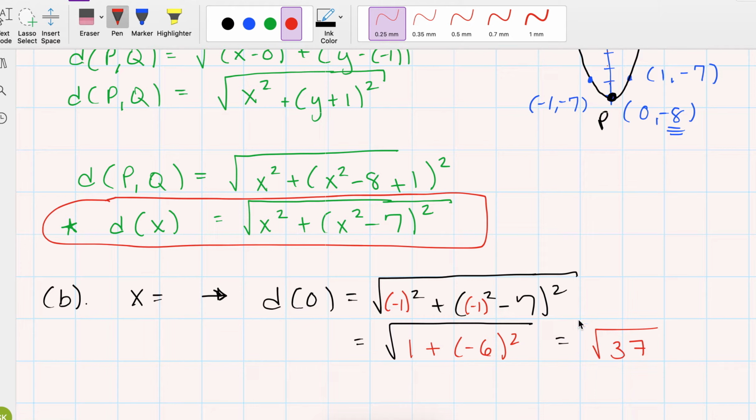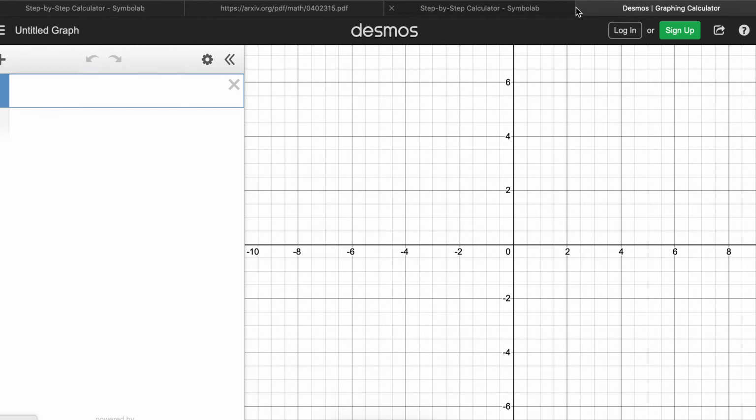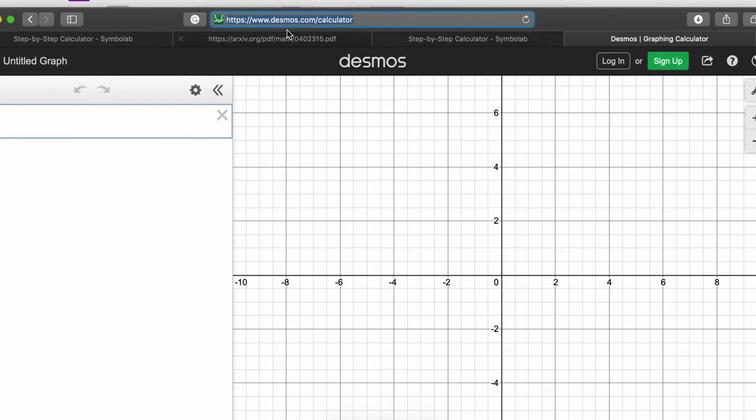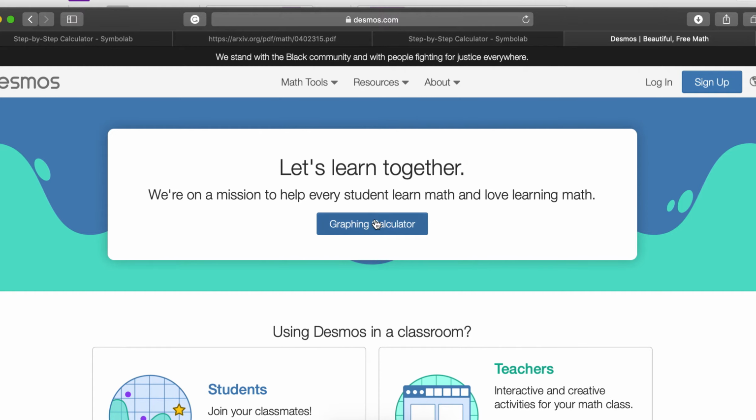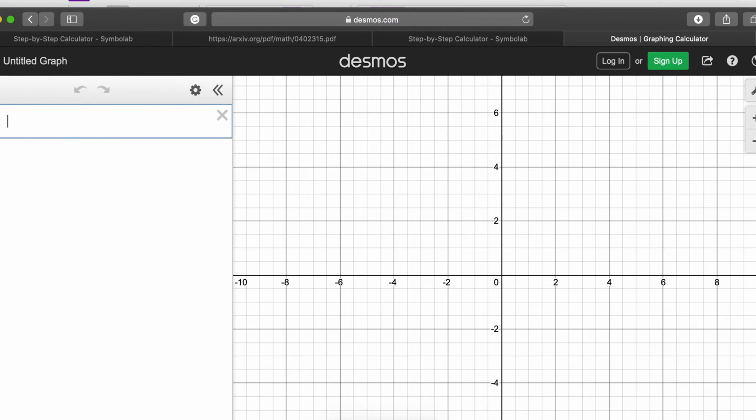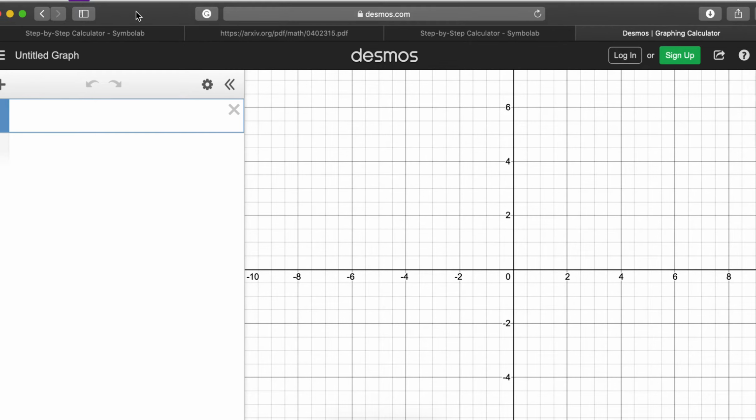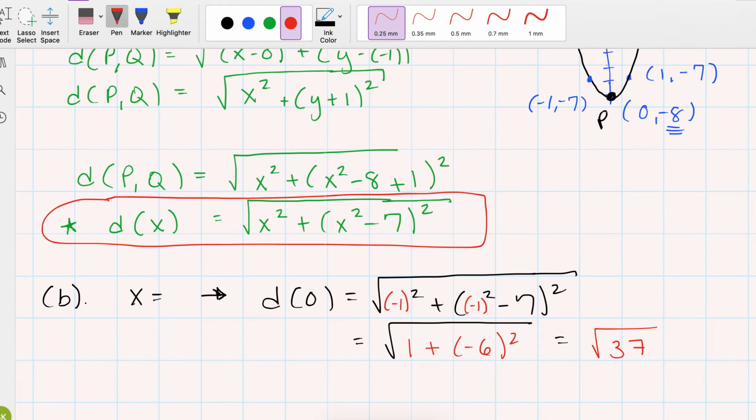Now this is the exact answer, but if you want an estimate, you need a calculator for a decimal estimate. What I'm going to do is use this website called Desmos. I really like this website, and then we're actually going to be able to graph with it. So desmos.com, let's go to that. And it says use a graphing calculator. And what I'm going to put in here is square root of 37. And it tells me that it's 6.08. That's about the right answer. So let's write that. This is about 6.08.